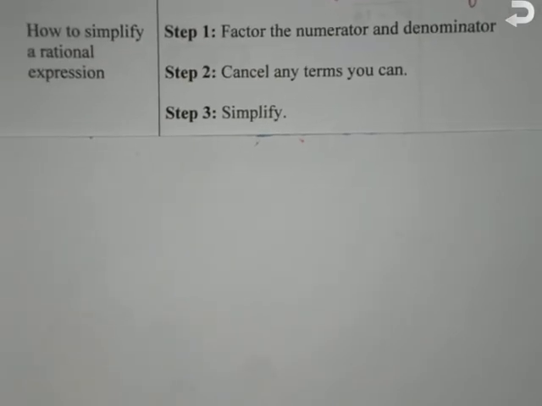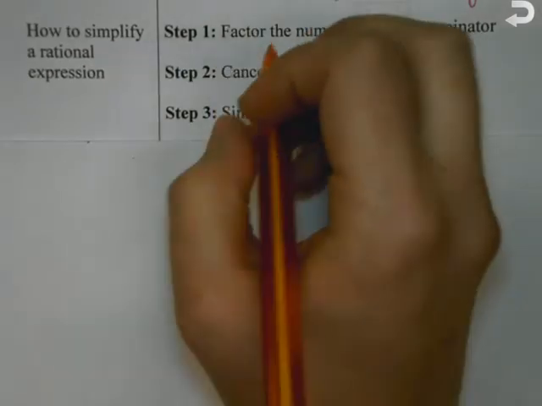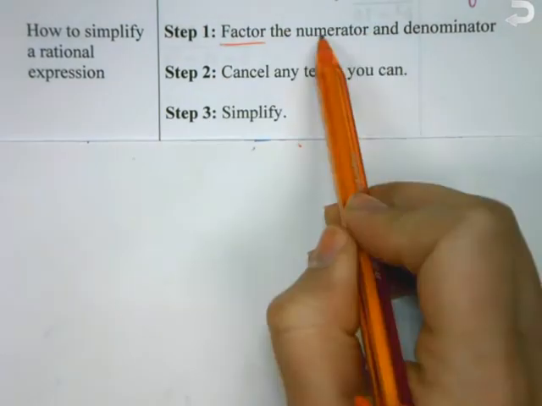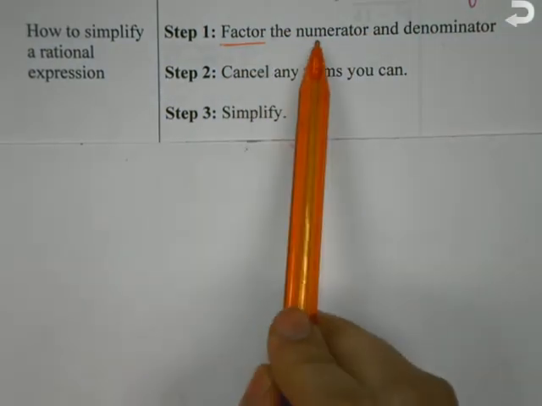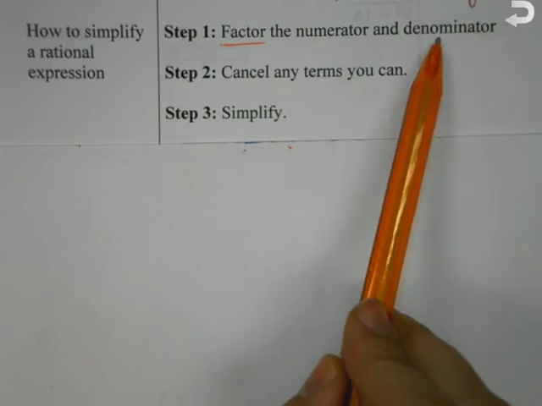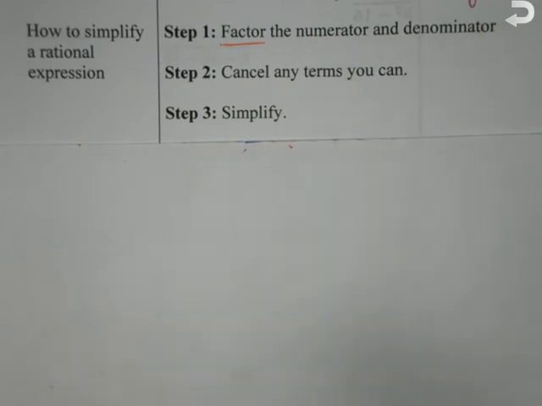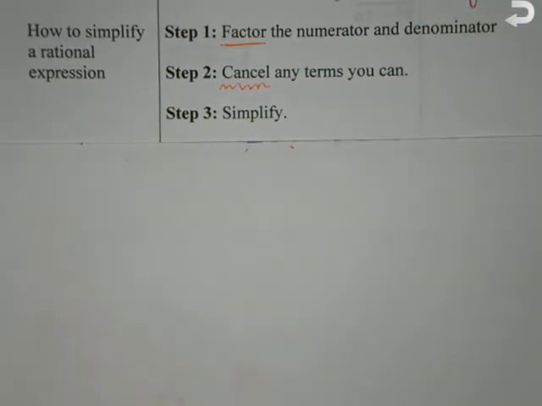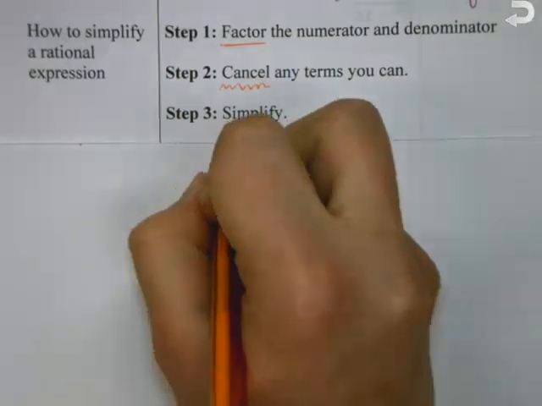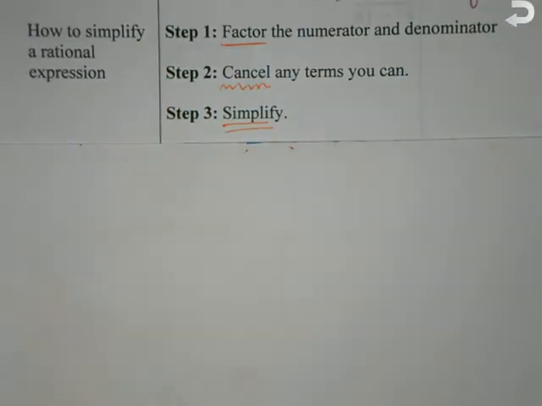So we need to know what steps there are in simplifying these rational expressions. The first step is you're going to factor the numerator and the denominator. So you want to factor the numerator, which is the top, and the denominator, which is the bottom of the fraction. You might be able to cancel some terms, so you're going to cancel terms that you can. And then after you cancel any possible terms, last thing you're going to do is simplify.